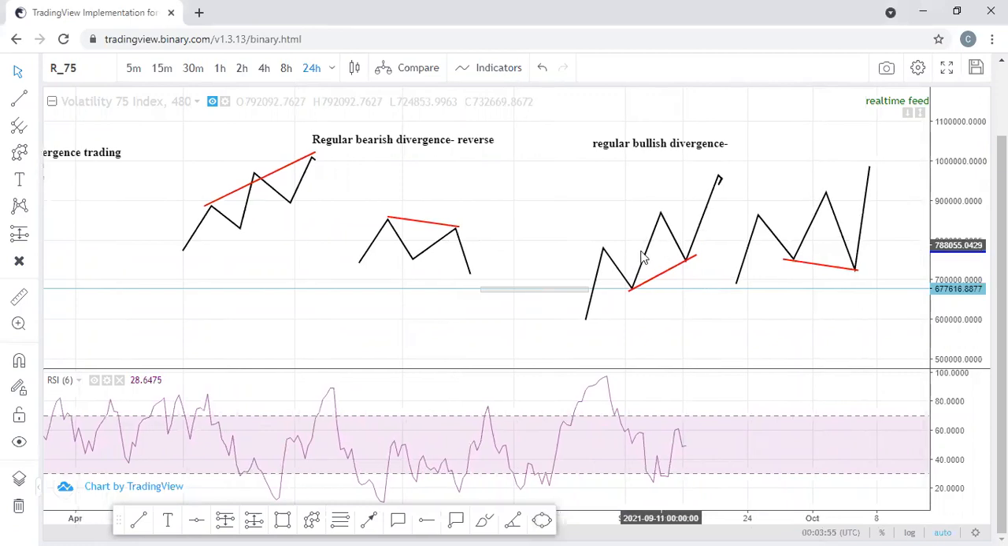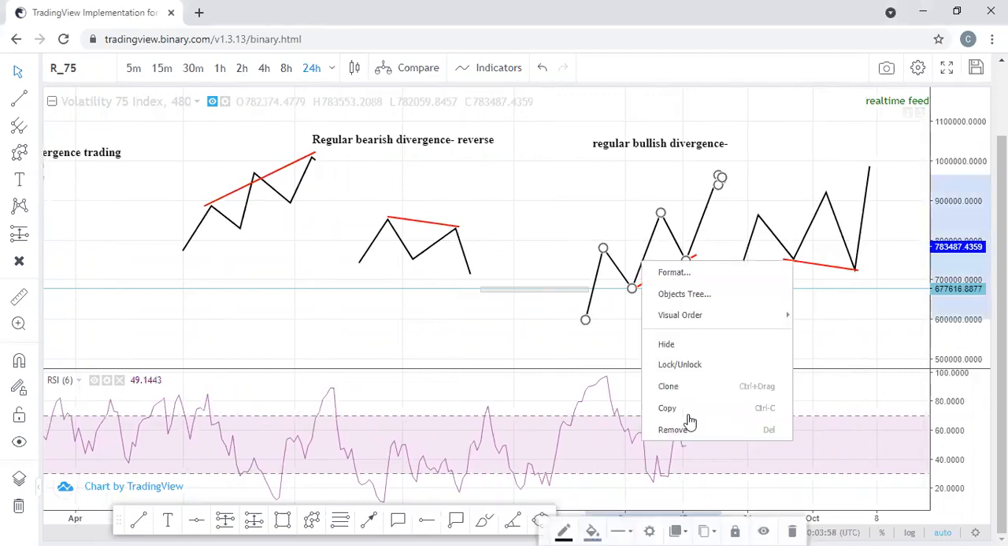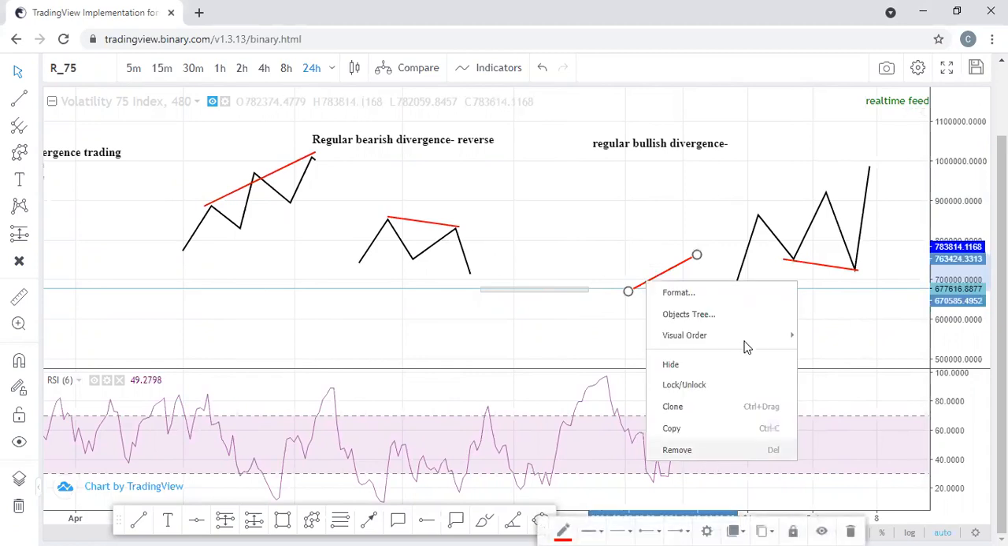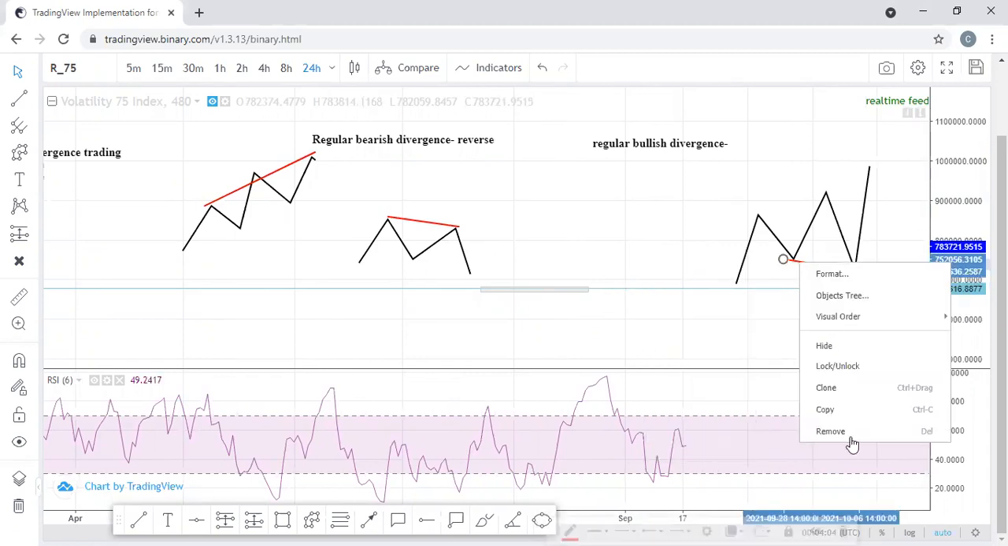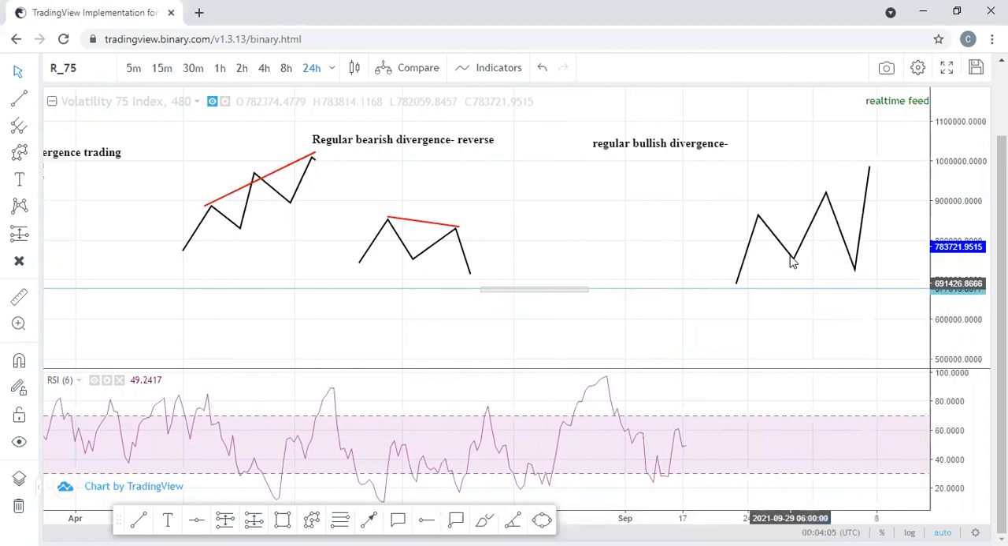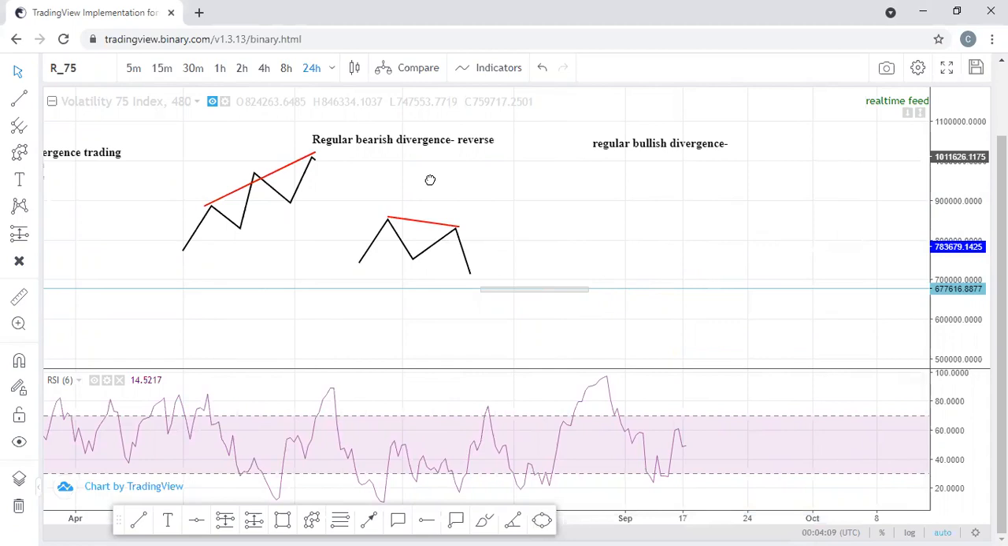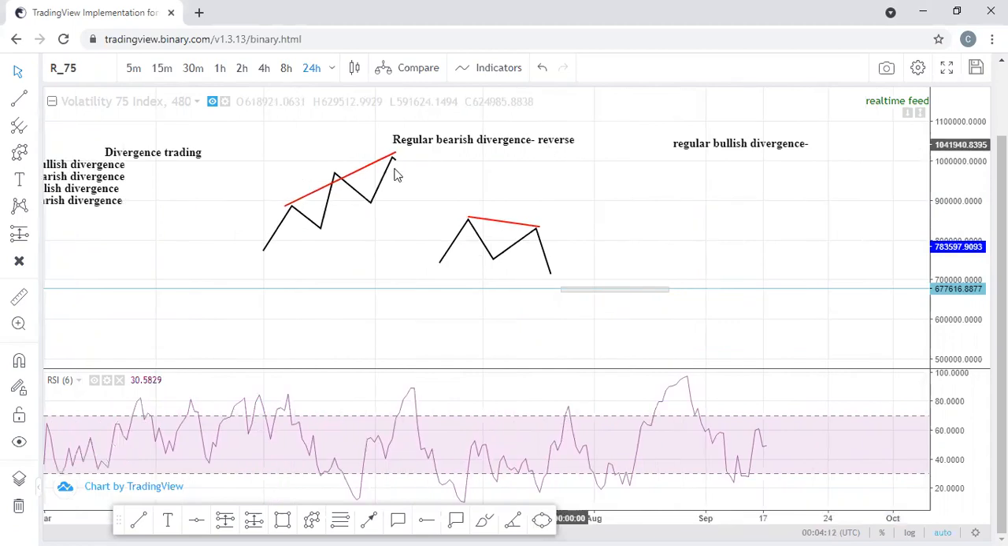I'll have to remove this because this is not a regular bullish divergence. I have to remove this and this and this. Right. So remember that the regular divergences are used for spotting reversals. So now this is what the regular bullish divergence looks like.